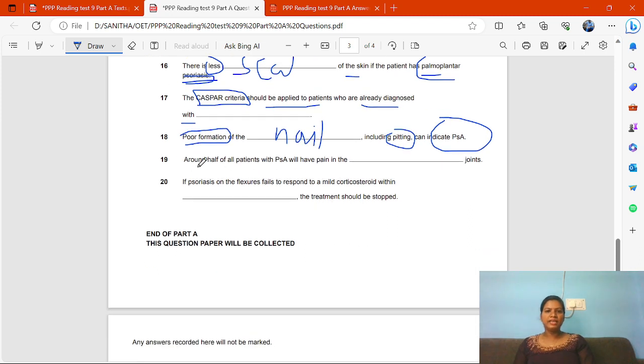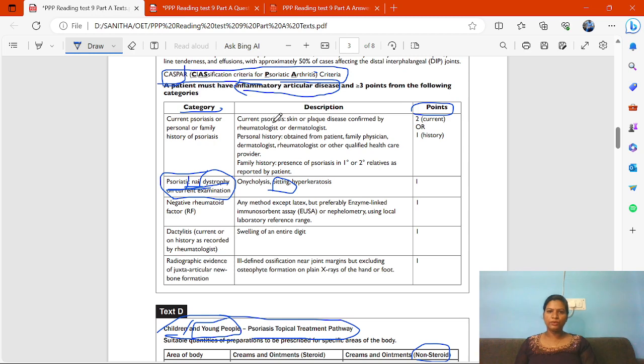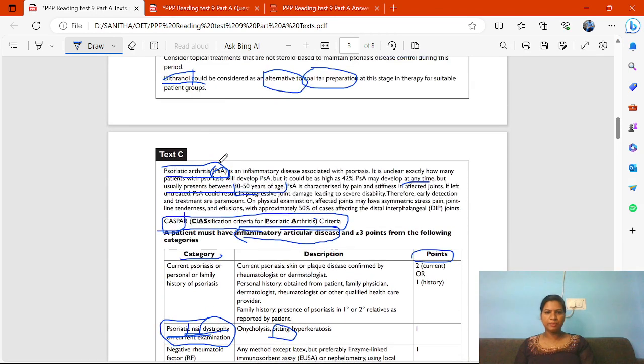Around half of the patients with PSA is one keyword; another keyword will have pain somewhere in the joint. These are the keywords: half of the patients, PSA, pain somewhere in the joints. So go to PSA, see here is the PSA, half of the patients. You have to read here. We have to scan it properly. Joint pain, severe, we got joint here. Joint pain we got. So we have to read here.